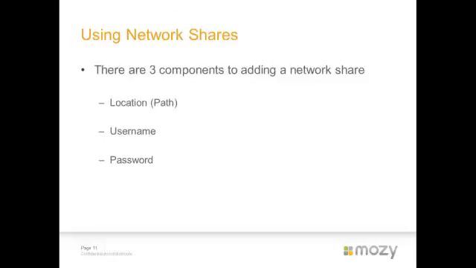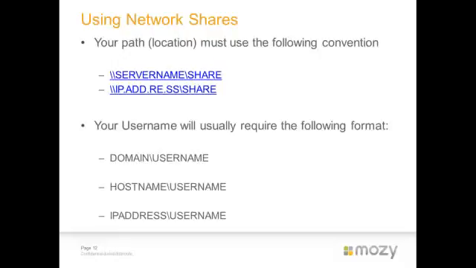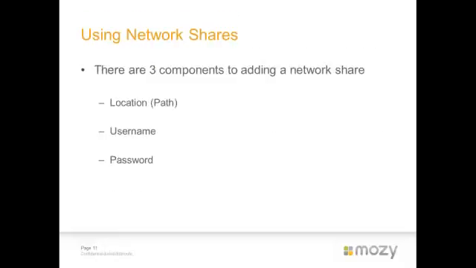There are 3 components to adding a network share within Mozy. You need the location, which is the path, and the username and password if they're on your network share. And on that, if you do already have a drive mapped to a network location, you can select it from the drop-down menu, and the proper path will be populated.